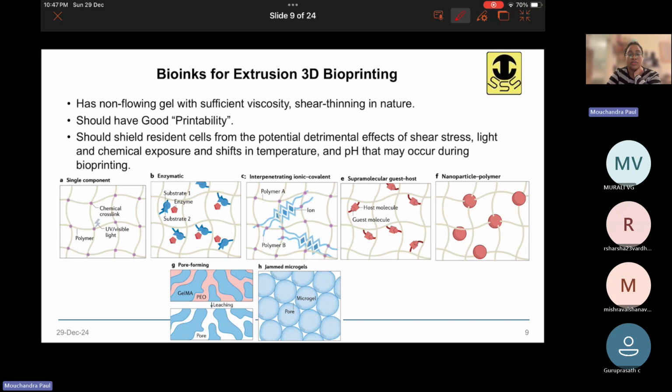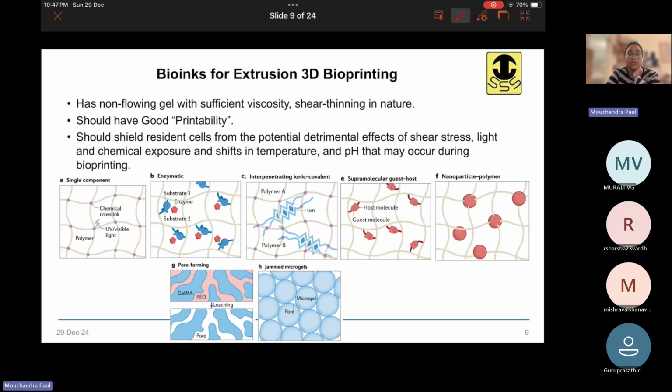Okay, so that is why we want the material to again regain its high viscous state. It should not flow anymore. Okay, if it starts flowing on the substrate, then the structure that we printed will get distorted. So if the material is shear thinning, we can expect this kind of behavior for the bioink to display.